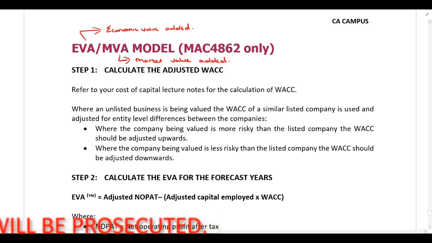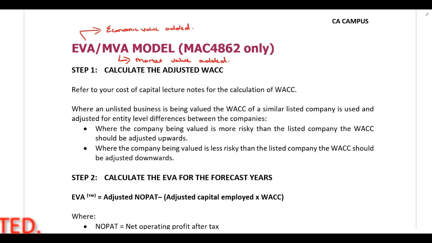Now, this hasn't been tested before, but it is included in your prescribed textbook, so I have to cover it because there is a chance that it can be examined. So first, if you look at the framework that I've provided you with, you're going to see that the calculation is very similar to the free cash flow method. First, we need to calculate our adjusted WACC, and the reason for that is because we are going to use the WACC as our discount rate. Now, this is exactly the same as what we saw with the free cash flow method.